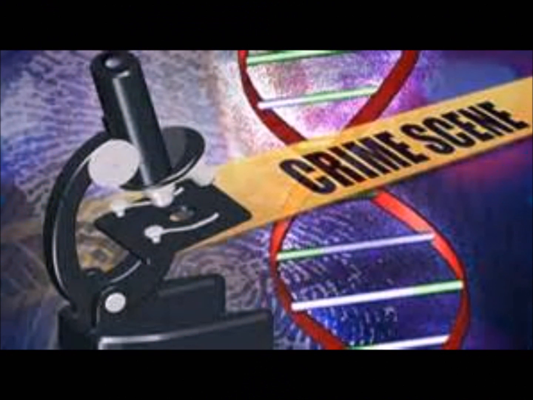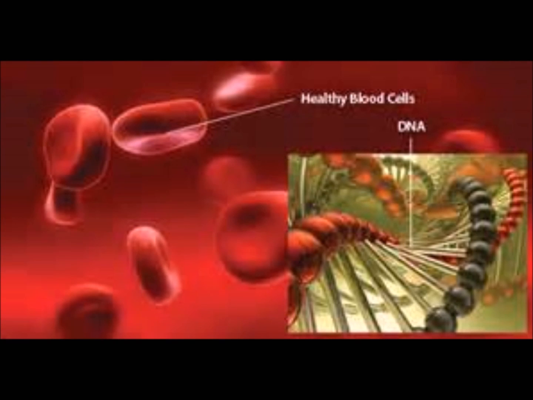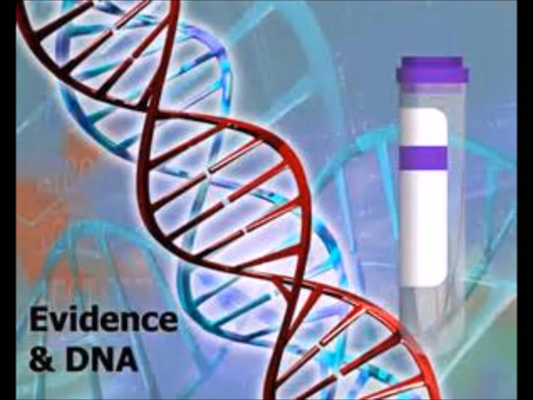The study of DNA evidence from blood or skin tissue left at a crime scene is a large part of forensic biology. DNA, or the molecule deoxyribonucleic acid, is found in every cell of every living organism.